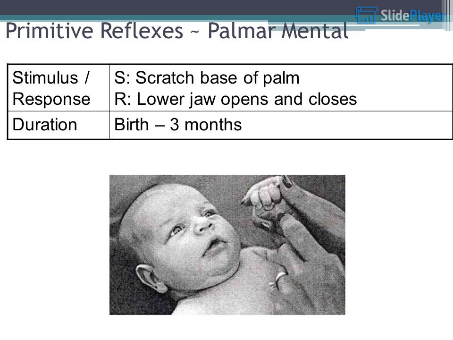Primitive reflexes: palmar-mental. Stimulus, response: scratch base of palm, lower jaw opens and closes. Duration: birth, 3 months.